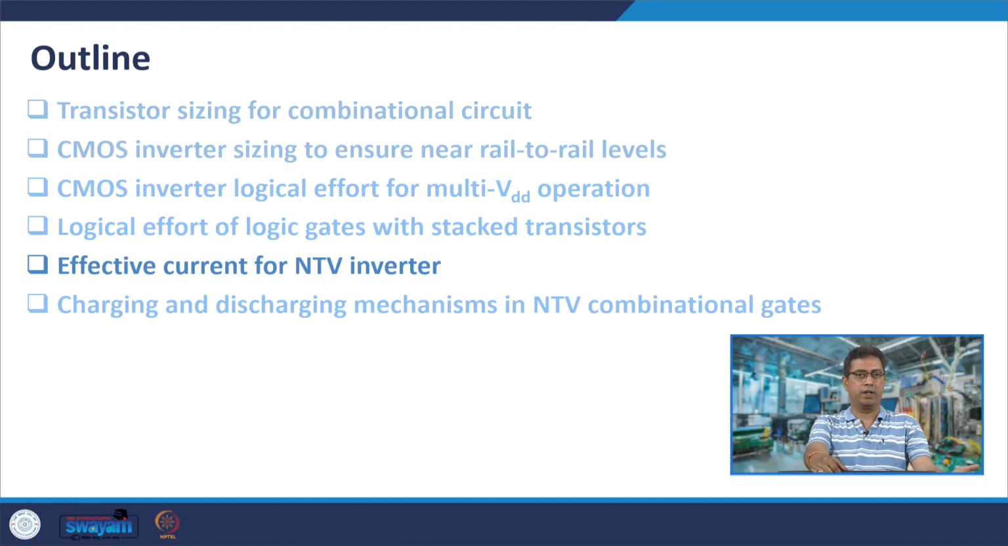Let us start module 1 lecture 21. This lecture is on effective current for near threshold voltage inverters. Now this is a continuation of the previous lecture. So we had begun an introduction for near threshold voltage inverter behavior and also the way these near threshold voltage inverters would behave in an inverter chain with balanced fan out ratio, all the stages having equal fan out ratio.